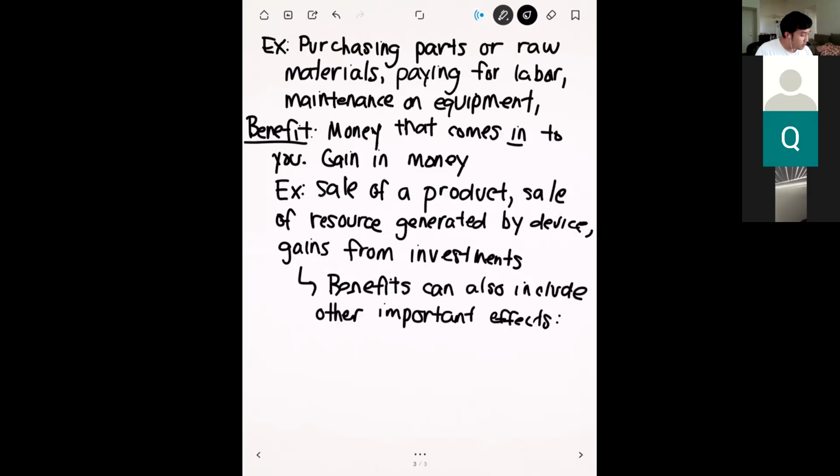Some of those things could be a benefit to the environment. A company might engage in a project to plant a bunch of trees. Obviously that's going to cost the company some money, and they're not going to get any money for it. They might get positive PR, which might indirectly lead to more money, but by itself, they're paying money to benefit the environment. Another thing could be improving the quality of life of humans.